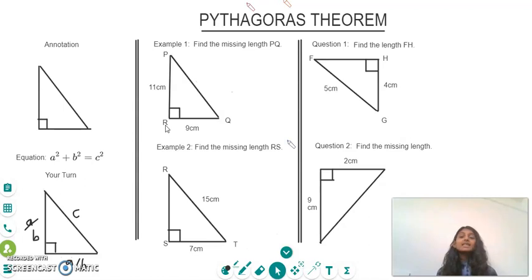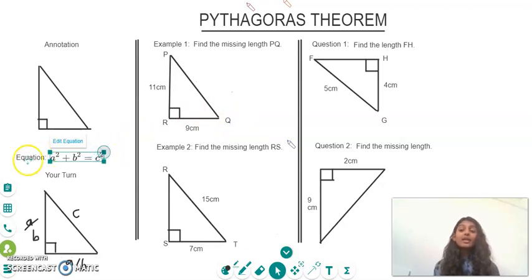The second principle: is there a missing length in this right angle triangle? And yes, there is. PQ is missing, as PR is 11 centimeters and RQ is 9 centimeters. So yes, it is missing. Now we can apply the equation a squared plus b squared equals c squared. Let me copy that so we can apply this in this question.